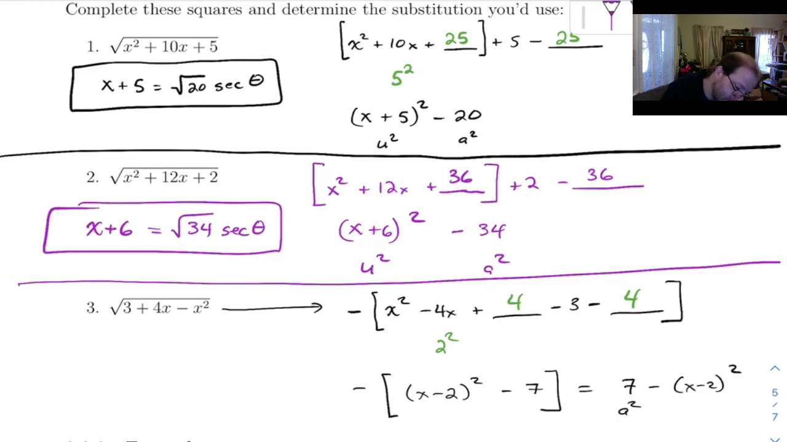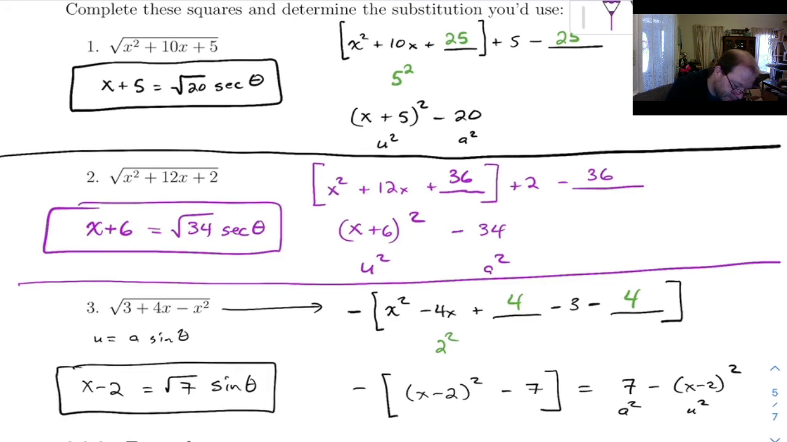So this is my a squared, this is my u squared. And in this case, we've got a squared minus u squared. So that tells us to use sine. So I'm going to use u equals a sine theta. So that means x minus 2 is equal to a, which is square root of 7, sine theta. Like that.